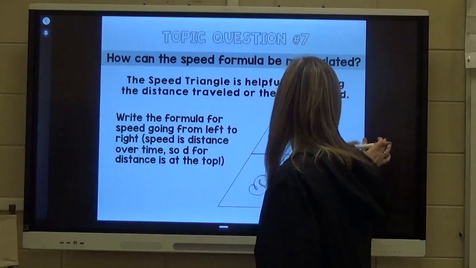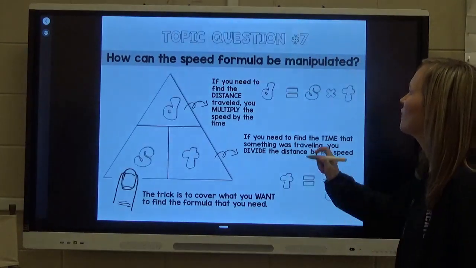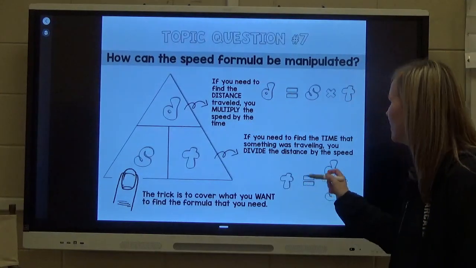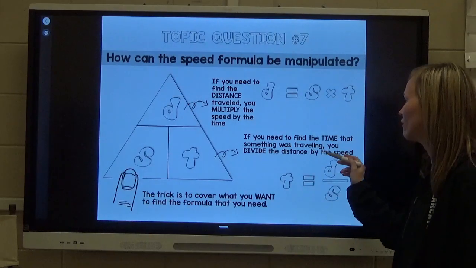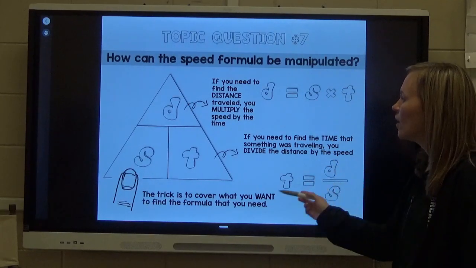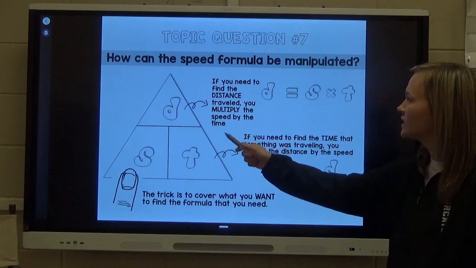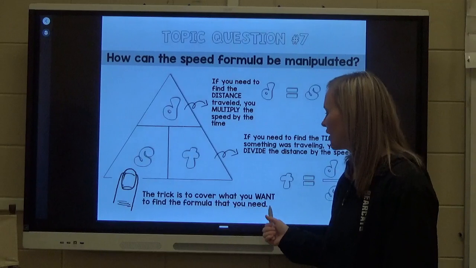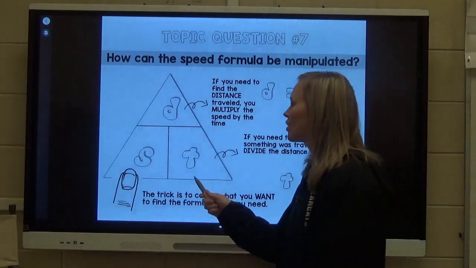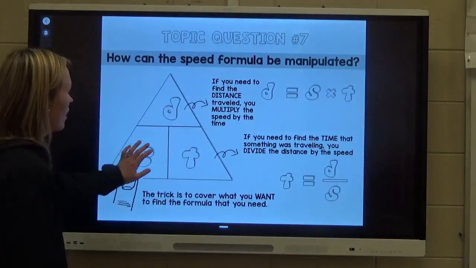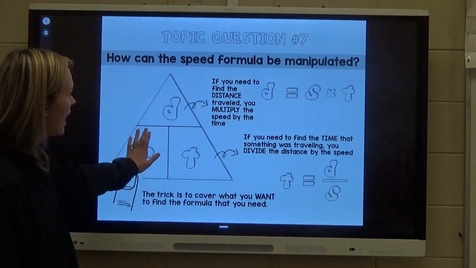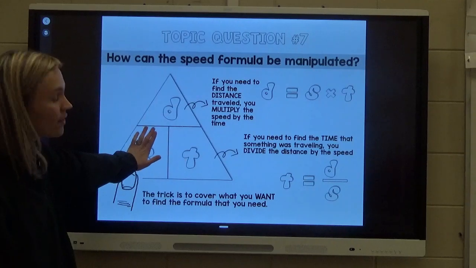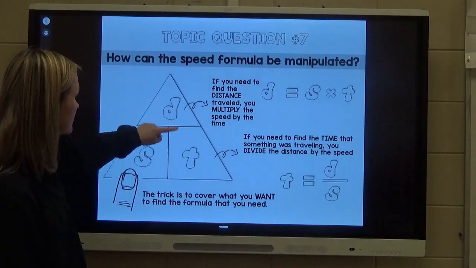If you need to find the distance traveled, you multiply speed by time. If you need to find the time that something traveled, you divide distance by speed. Or if you need to find speed, speed equals distance divided by time. So the trick is to cover up what you want to find, and you see the formula that you need. If I'm solving for speed, I put my hand here, and all I'm left with is distance divided by time.